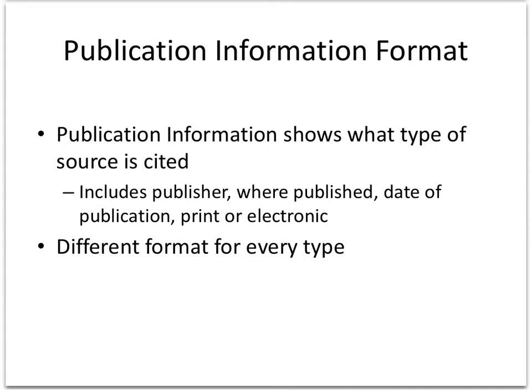Publication information shows us what type of source is cited. There's a couple of key pieces of information in every piece of publication information. So that includes the publisher of the work, where that work was published in some cases, the date of publication, and whether or not that source is print or electronic.